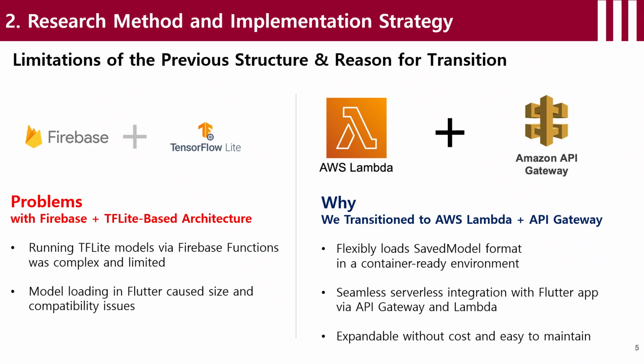So we switched to AWS Lambda with API Gateway. This let us load our saved AI model easily in a container environment, connect it with the Flutter app in a seamless way, and scale or maintain the system with minimal cost and hassle.